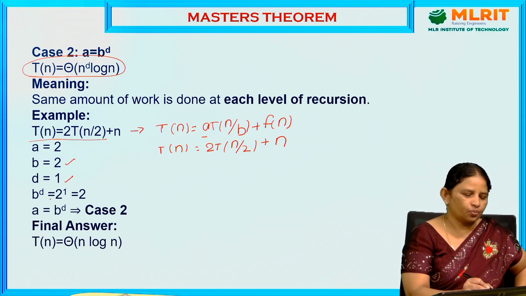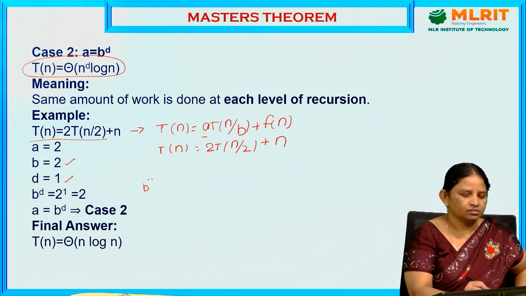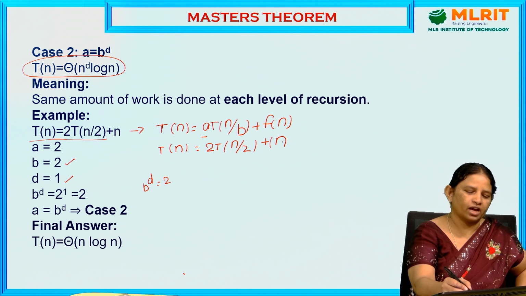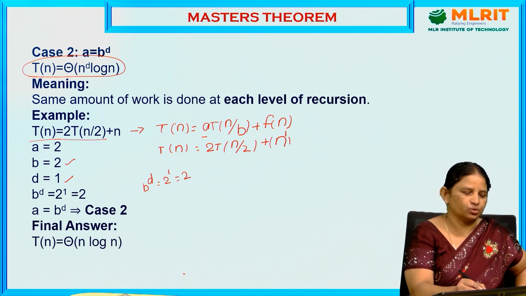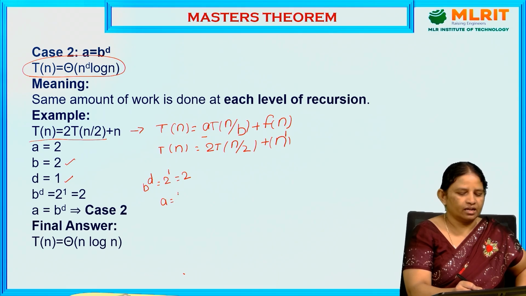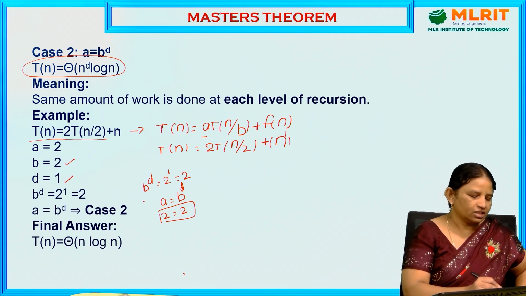Then find out B power D. B is 2, D is 1. What is the power of n? Nothing is there, it means 1. So 2 power 1 is 2. What is A? A equal to B power D. A value is 2, and B power D is also 2. A equal to B power D. Then what is the time complexity?